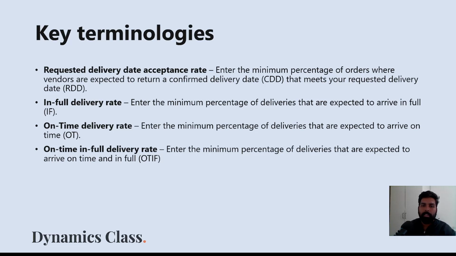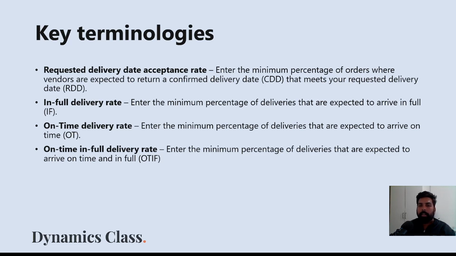So that percentage we are going to enter in this particular field. So this will ensure that we are going to have the timely delivery or the confirmation acceptance from our suppliers. The next thing which we have is the in full delivery rate, which is also called IF. Here we enter the minimum percentage of the deliveries that are expected to arrive in full.